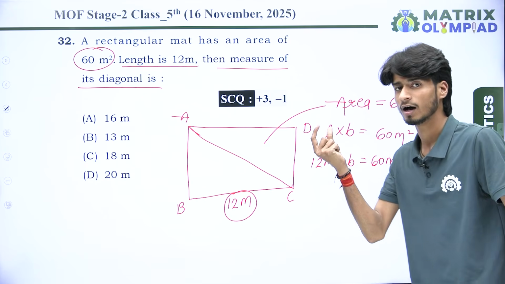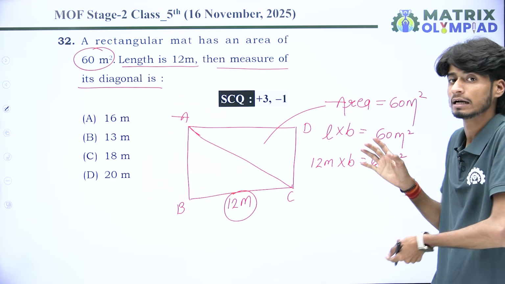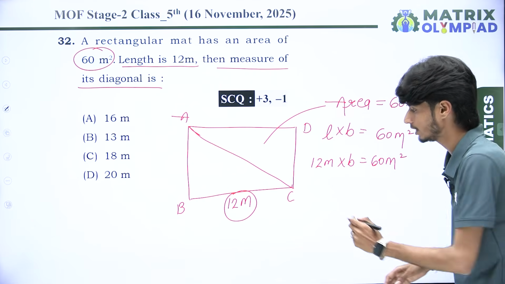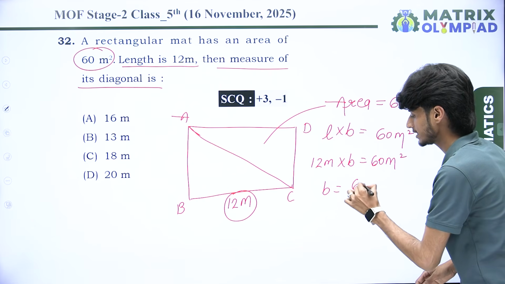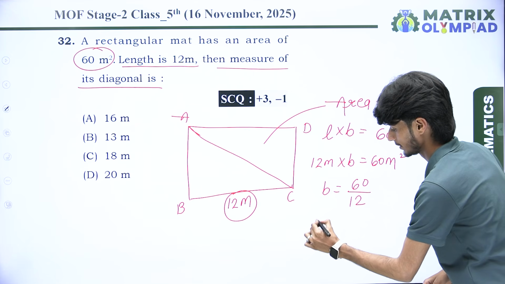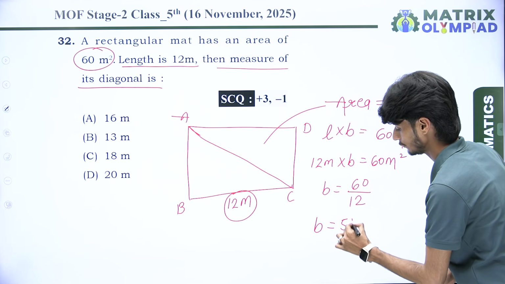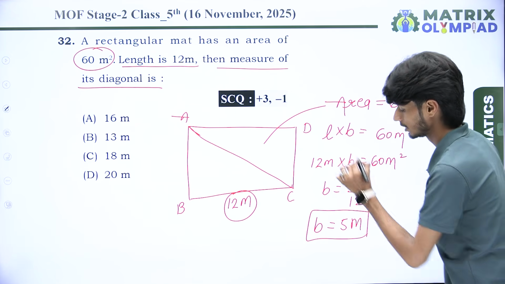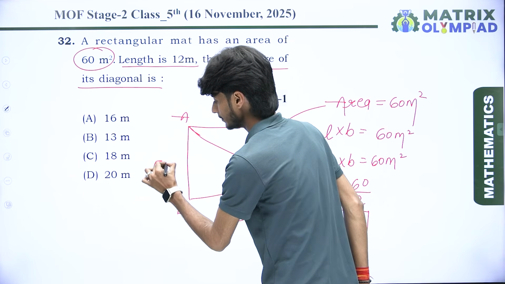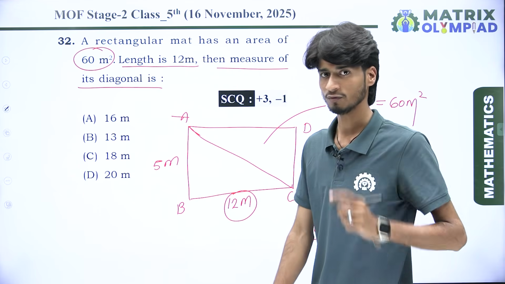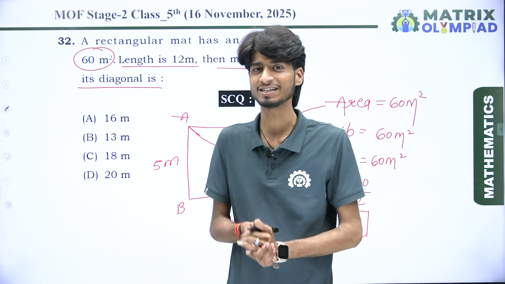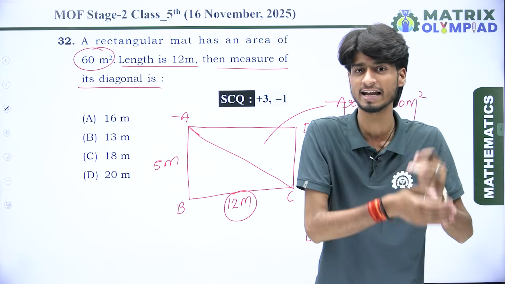Whenever 12 meter changes its place from left to right, it goes into the division. So breadth is equal to 60 divided by 12. So breadth is equal to 5 meter. So easily you calculate the measurement of breadth, which is equal to 5 meter. But this is not sufficient because we want to find out the length of the diagonal.